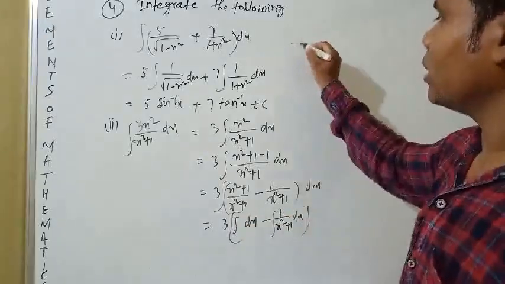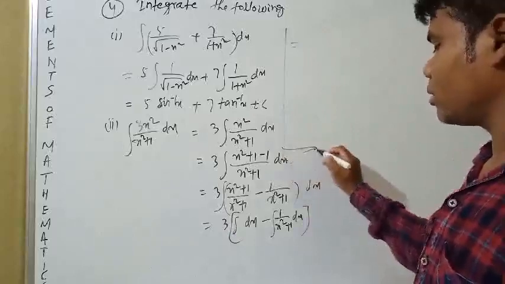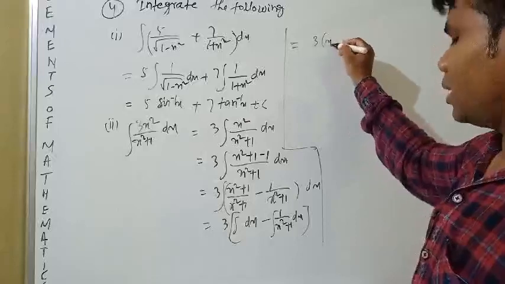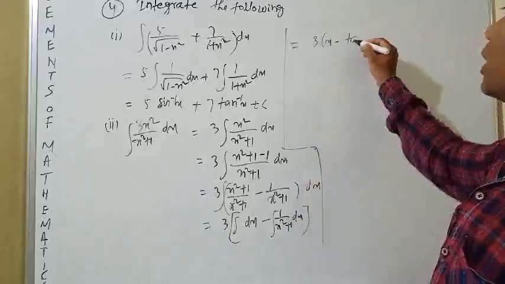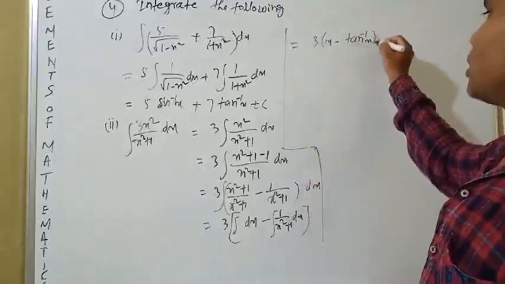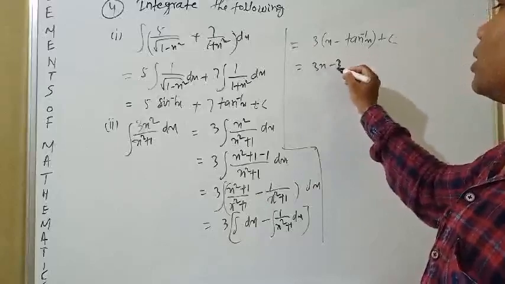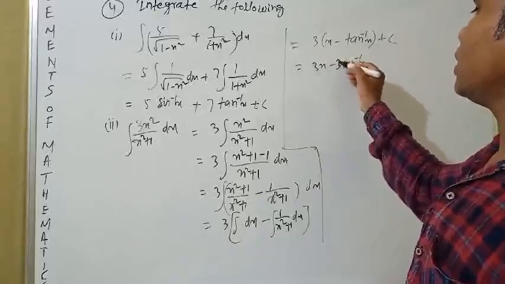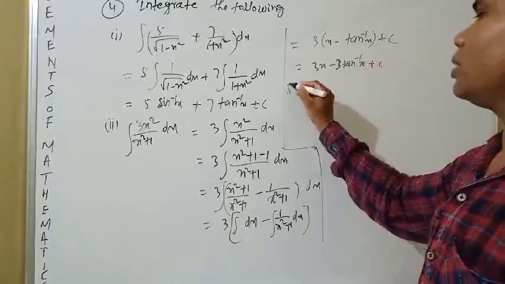Okay, is equal to 3 times x minus, 1 by x square plus 1, that is tan inverse x, plus c, which is equal to 3x minus 3 tan inverse x plus c. Okay, you see, next question.